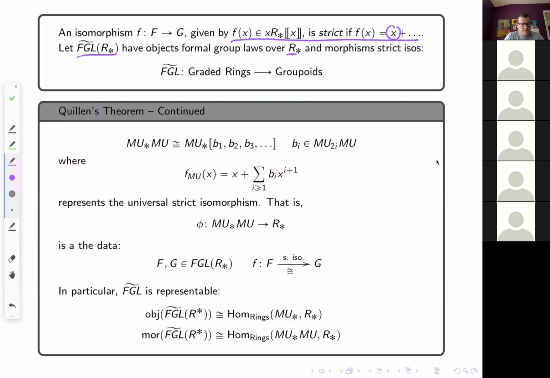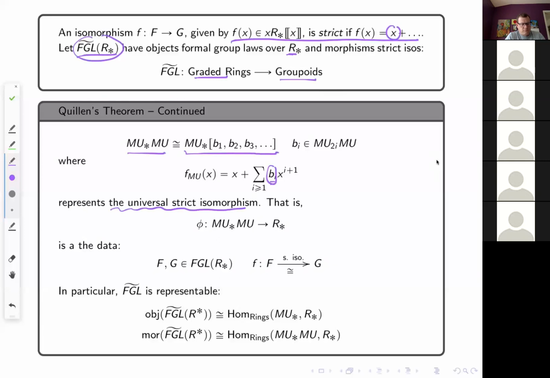Now if I have a ring, that gives me a groupoid, because this thing has only isomorphisms, so I get a functor from graded rings to groupoids. And then the last punchline of Quillen's theorem is that if I look at MU star MU, that's isomorphic to a polynomial ring, where the b_i you want to think of as the coefficients of the universal strict isomorphism. If you had a strict isomorphism, it's a power series, and these b_i are like the stand-in coefficients for it.